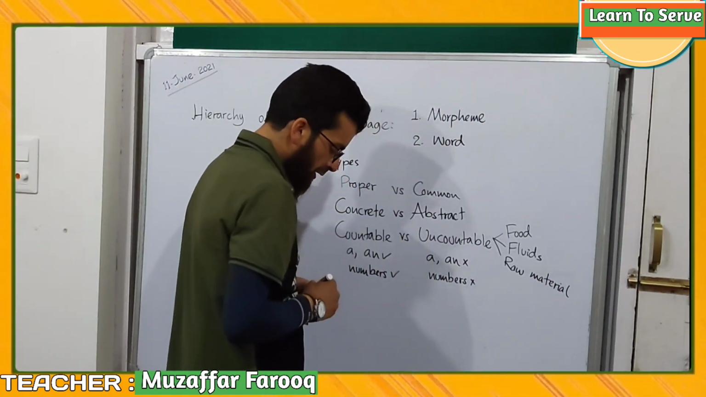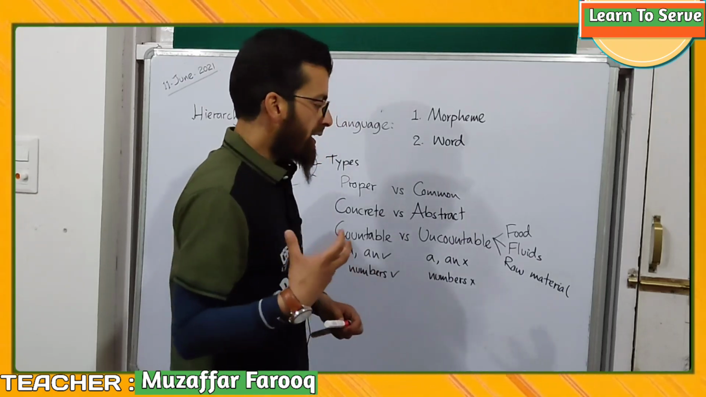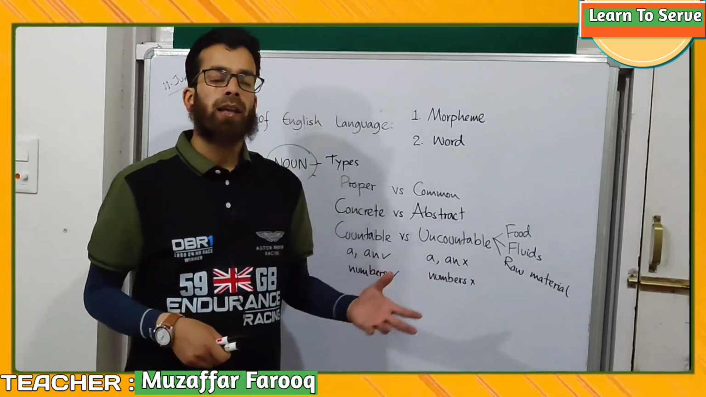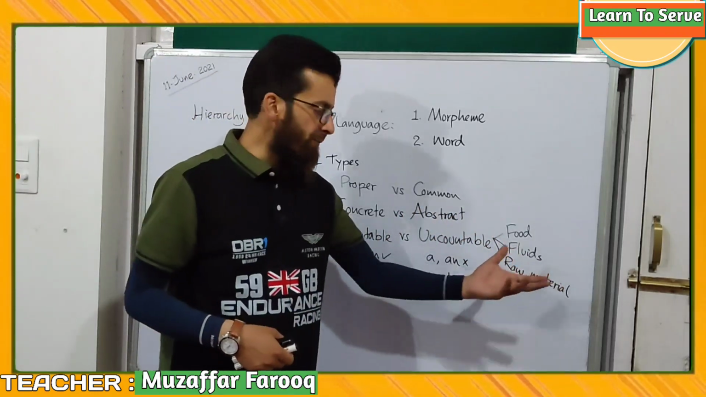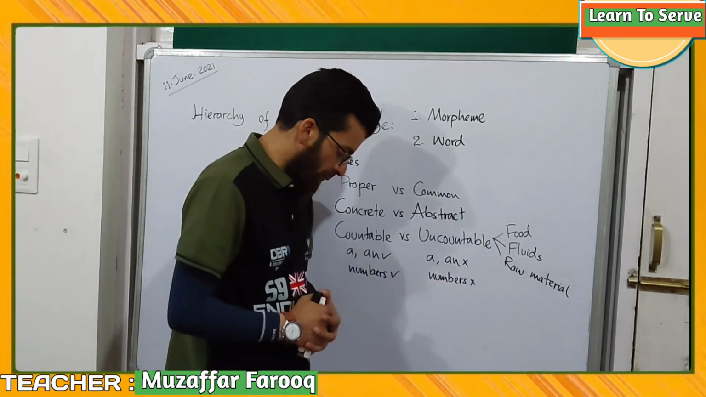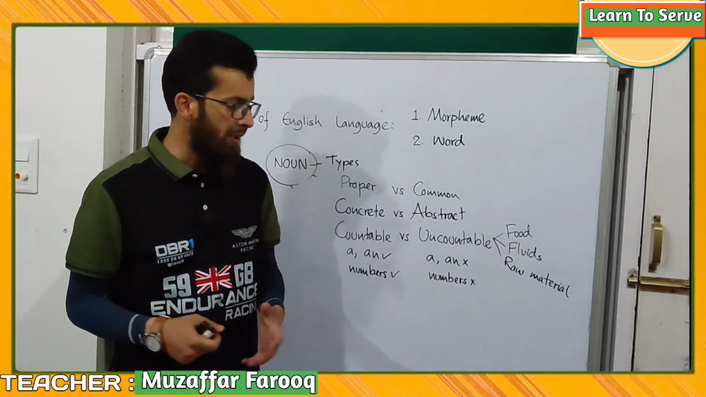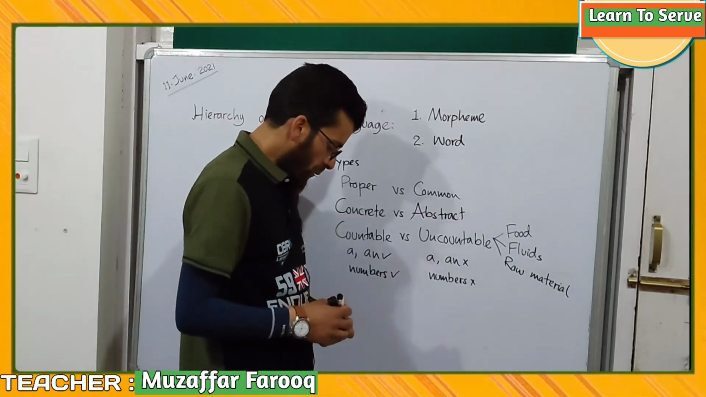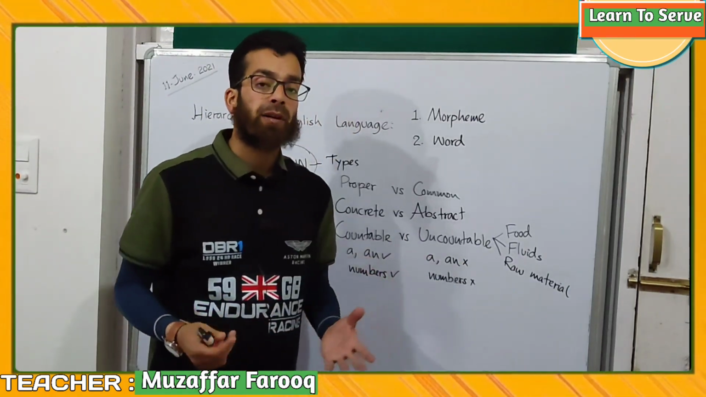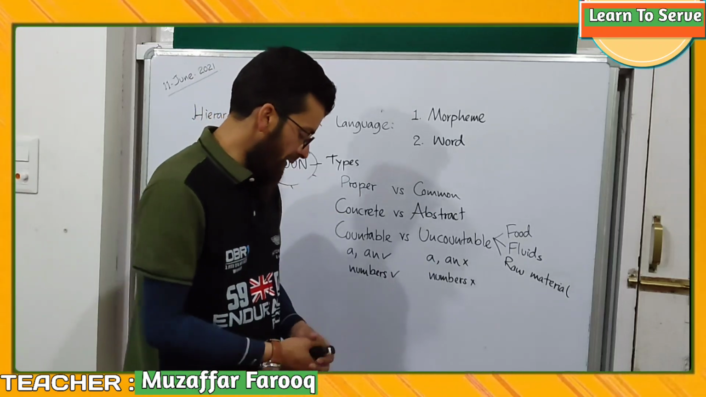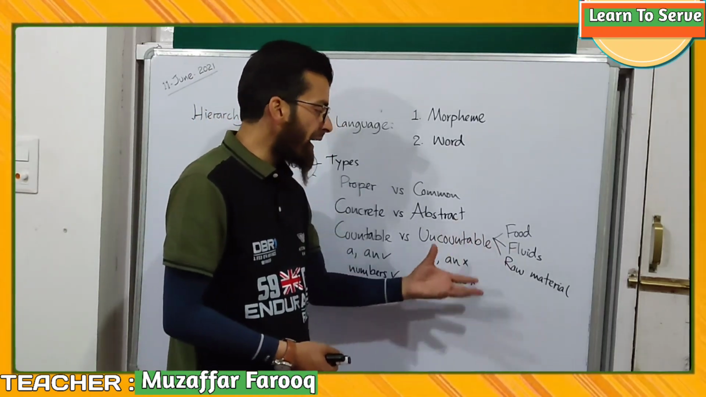For example, if we are talking about food, we have rice, wheat, barley. These are types of food. We have fluids like water, tea, coffee, milk, and raw material. We have wood, paper, glass. So these are some types of uncountable nouns.